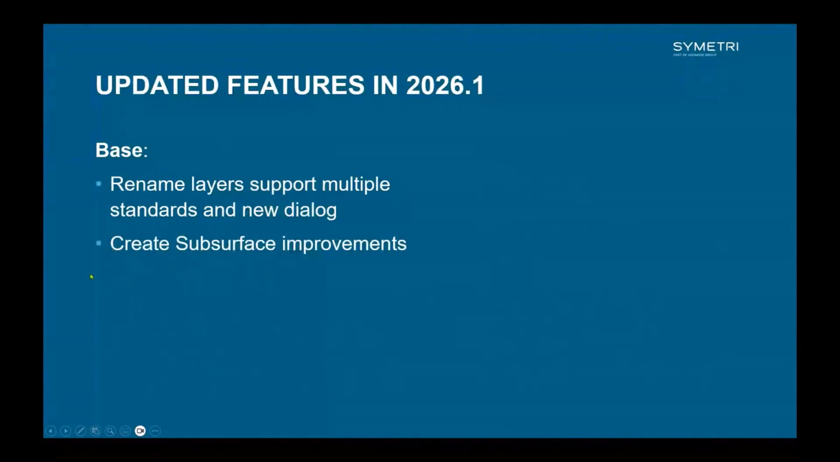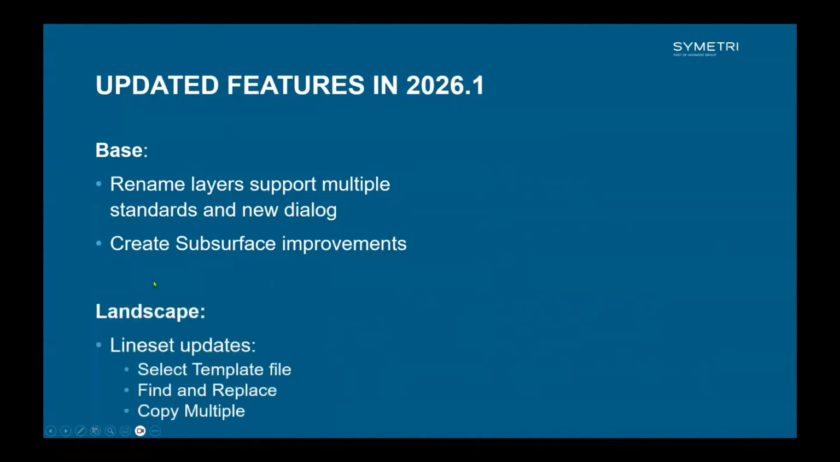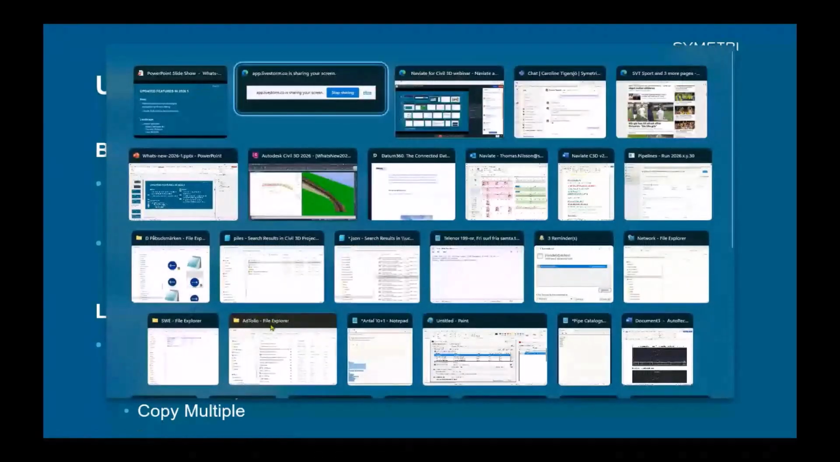And what I'm going to show now is create subsurface improvements. And I'm also, because subsurface kind of is friends with line set, I'm going to now show subsurface improvements and line set improvements. The line set improvements are ability to select the template file. We have now find and replace, and we have copy multiple. So let's have a look at those features. And I'll try to be quick.